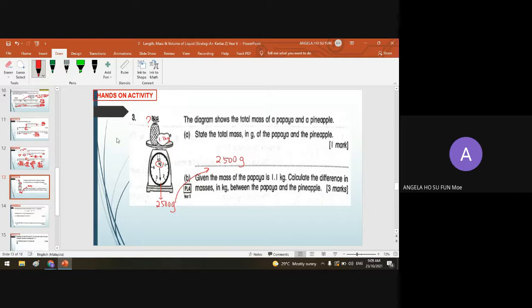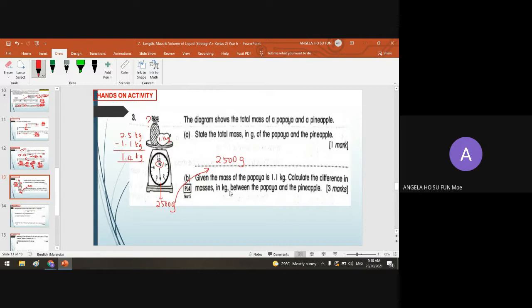This is 2.5. Now I use 2.5 kg because they want the answer in kilogram. So 2.5 kg, I will minus the papaya. The papaya weight is 1.1 kg. So what is the mass of this pineapple? 1.4 kg. Is it the answer? No.